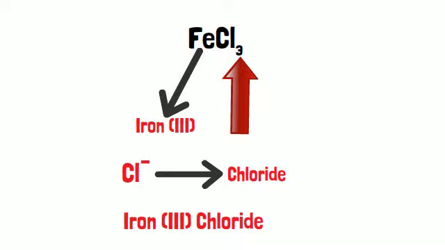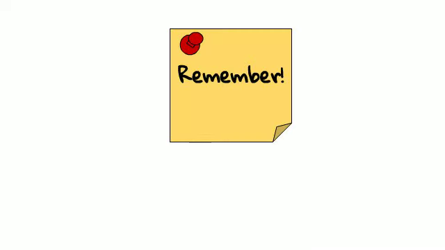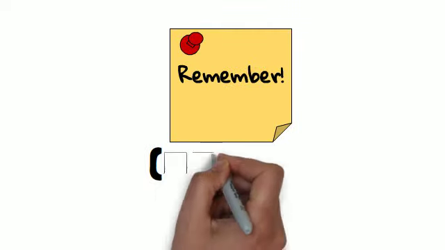Also, it is very important for me to mention that for this type of binary ionic compound, you always write the Roman numeral in parentheses.